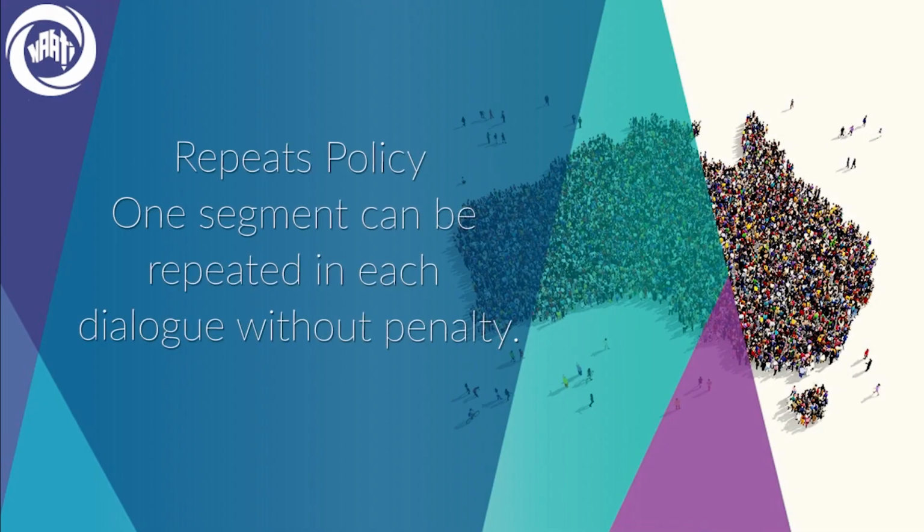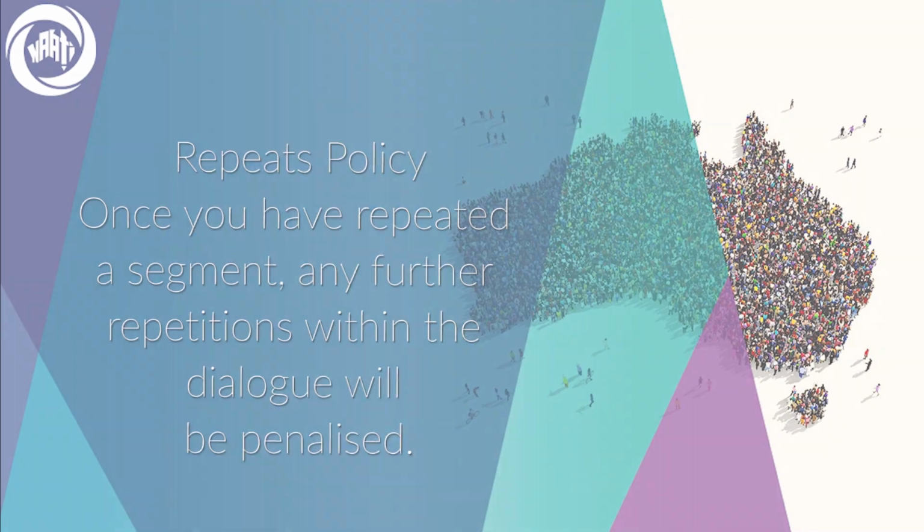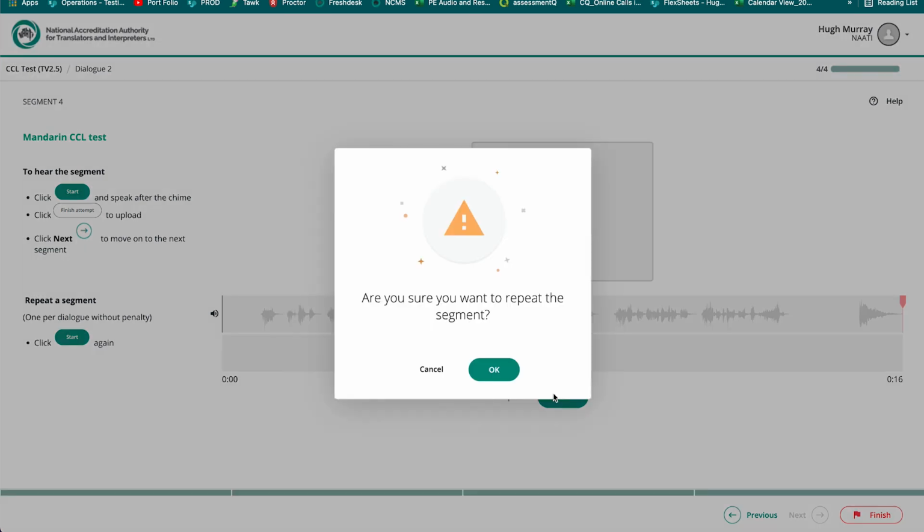Within each dialogue, you are allowed one segment to be repeated without penalty. Any further repetitions of the same segment or future segments within the dialogue will be penalised by the examiners. If you would like a repeat of the segment, press the Start button again and follow the prompts.